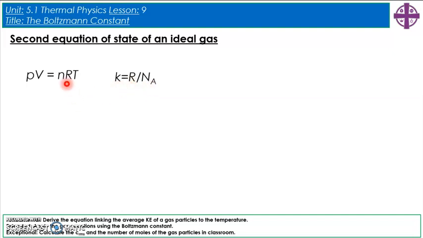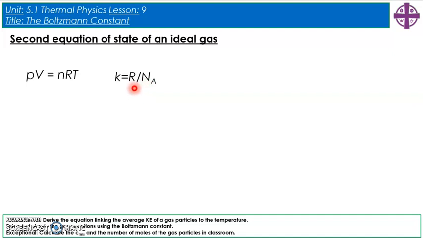R being the molar gas constant, which is about 8.31. It's given to you in your formula booklets. And N_A being Avogadro's number, the number of molecules in 1 mole of a substance. So this is 8.31. This is 6.02 times 10 to the 23.